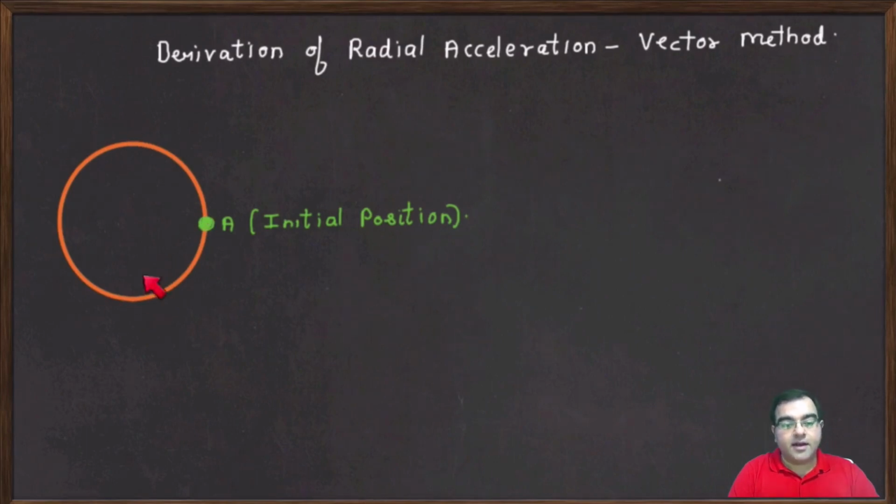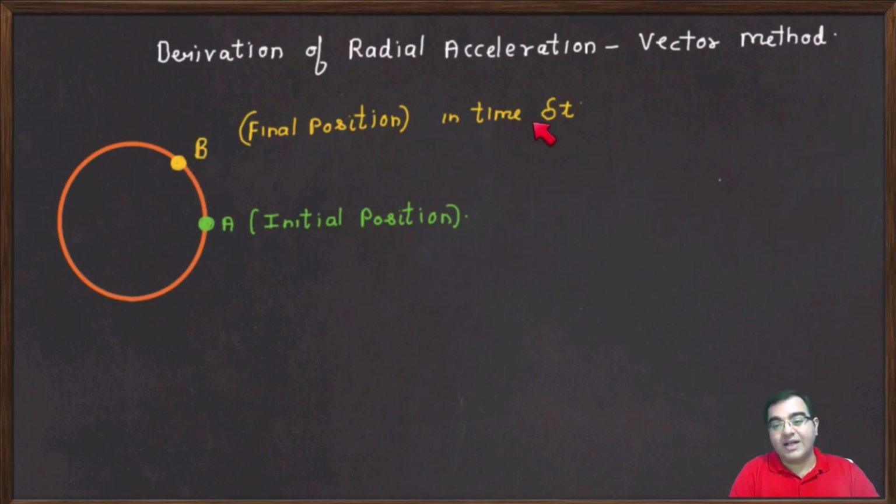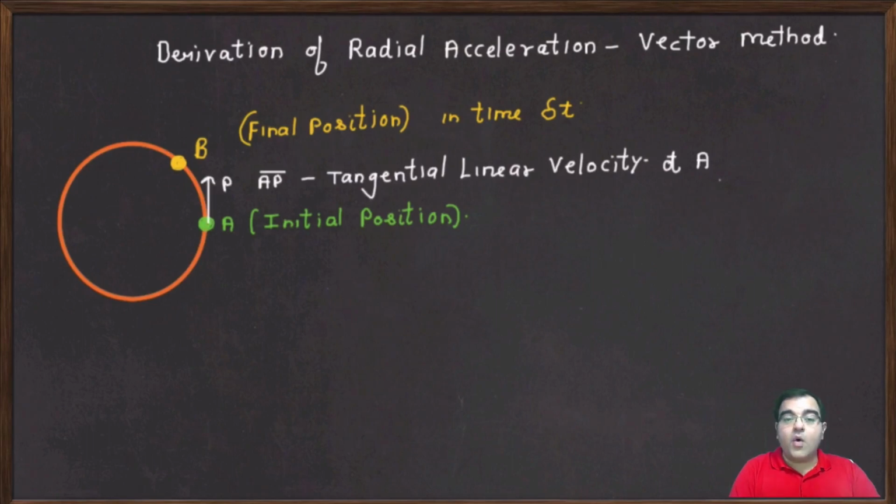circular path. This is a body A, which is going to perform circular motion. A is the initial position of the particle. The particle moves to point B. This is the final position of the particle. The particle has moved from A to B in a small time delta t. Now, this AP bar, which I have shown here, is the tangential linear velocity.